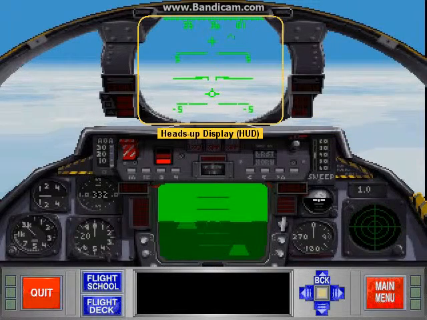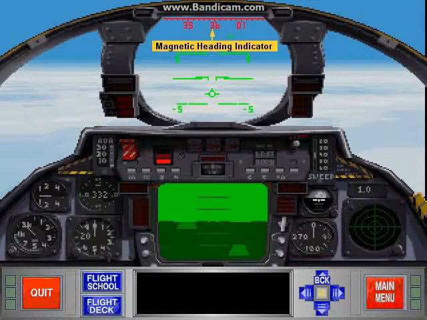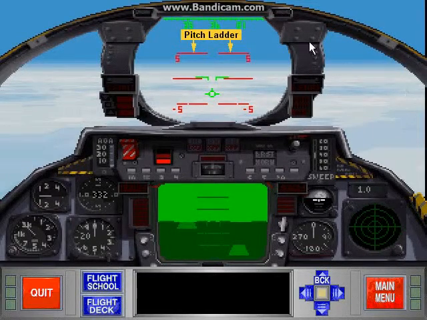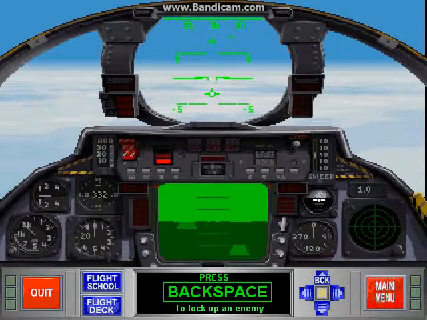The heads-up display, or HUD, shows basic flight and combat information, so you are not required to look down at your instruments in the middle of a dogfight. The HUD is used in navigation and combat modes. You can learn more about the HUD in navigation mode by clicking on the magnetic heading indicator, the waypoint caret, or the pitch ladder. To learn about the HUD in combat mode, press the backspace key at any time.